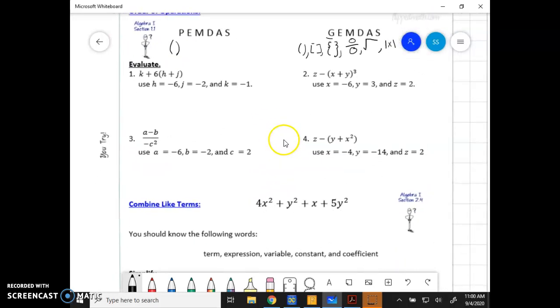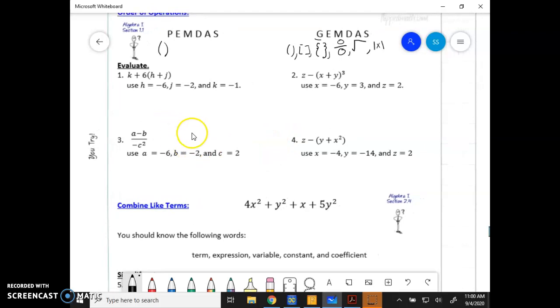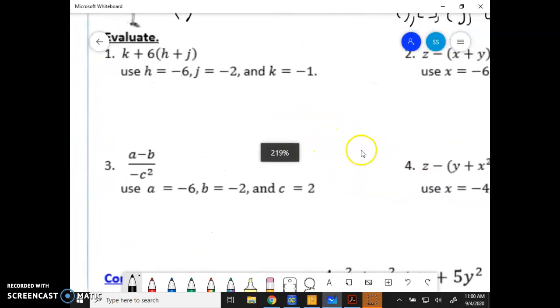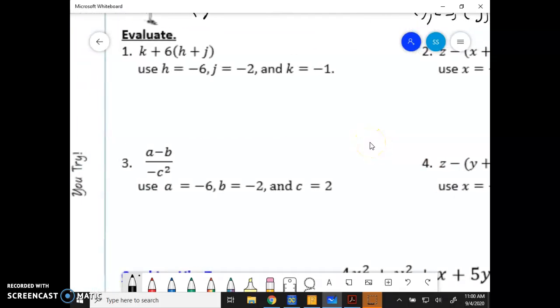All right, so let's take a look at this. Evaluate. So basically, when we're evaluating, we're just plugging in or substituting out the number for the variable and then solving. Okay, I'm going to zoom in a lot here. So for number one, we have h plus 6 parentheses h plus j. So the first thing we want to do is just substitute everything out. So k is -1. So we got -1 plus 6 parentheses h is -6 plus j, which is -2. So I'm going to put that one in parentheses. All right, and so now I can just solve.